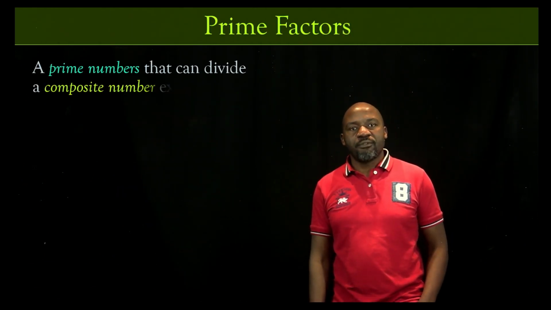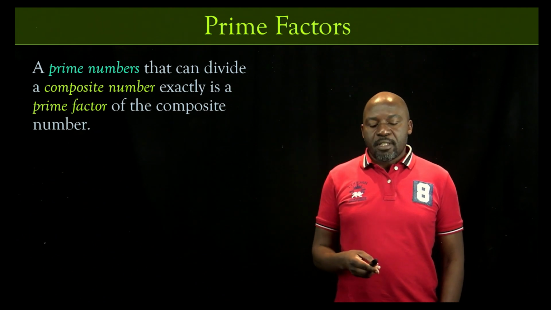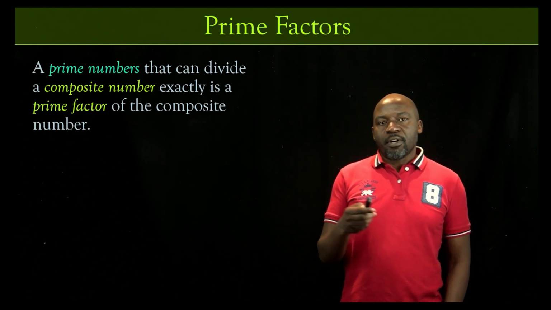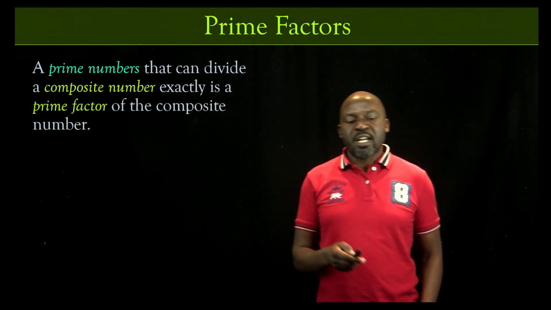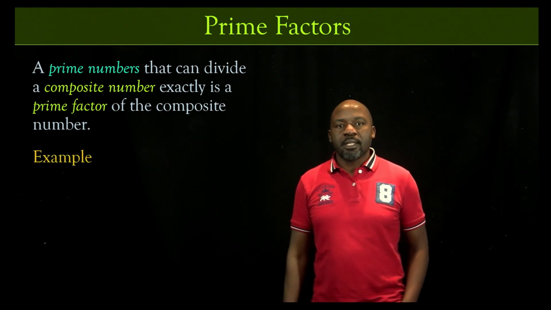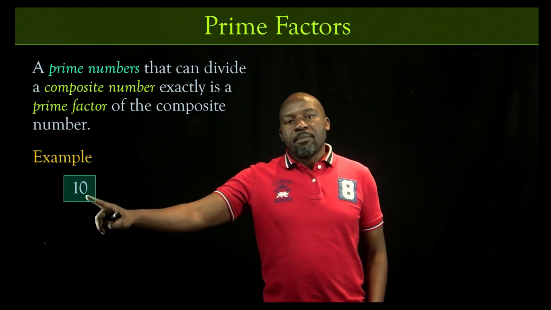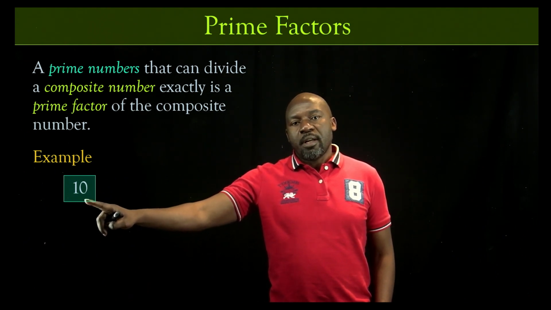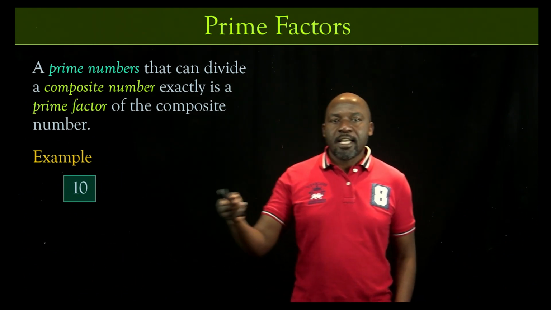Now let's talk about prime factors. Now we know what factors are. The numbers that can divide 8 are the factors of 8. But for it to qualify as a prime factor, it must be a prime number. So prime numbers that will divide another number are referred to as the prime factors of that number. Example, 10. Which prime numbers, not just any number? We know 1 can divide 10, 2 can divide 10, 5 can divide 10, and 10 can divide 10.